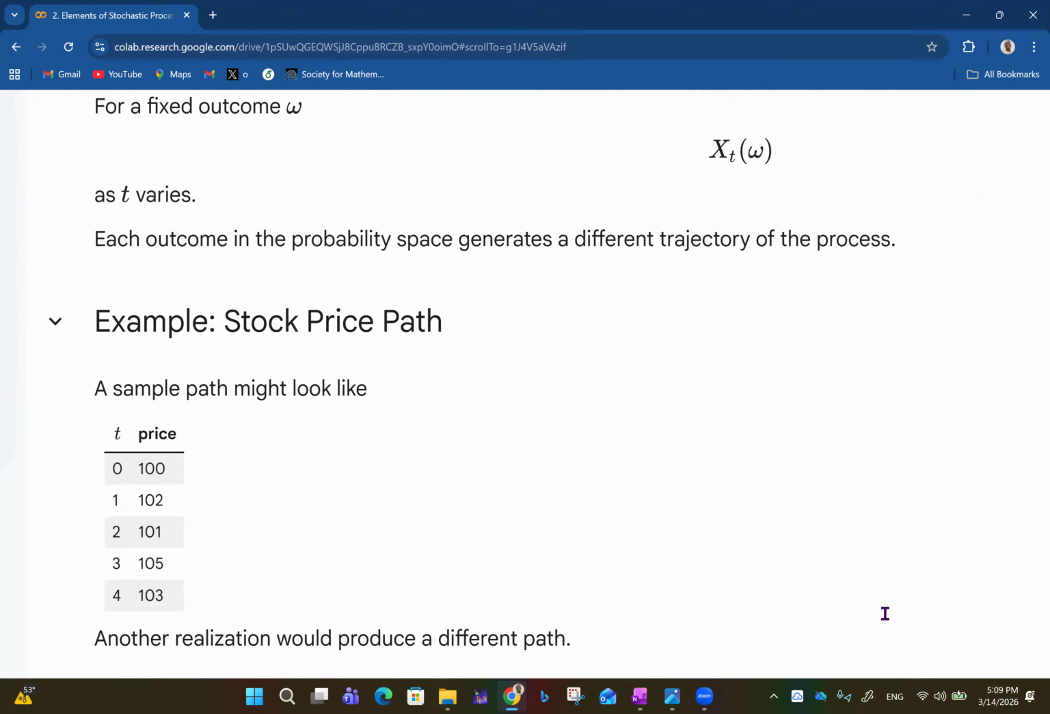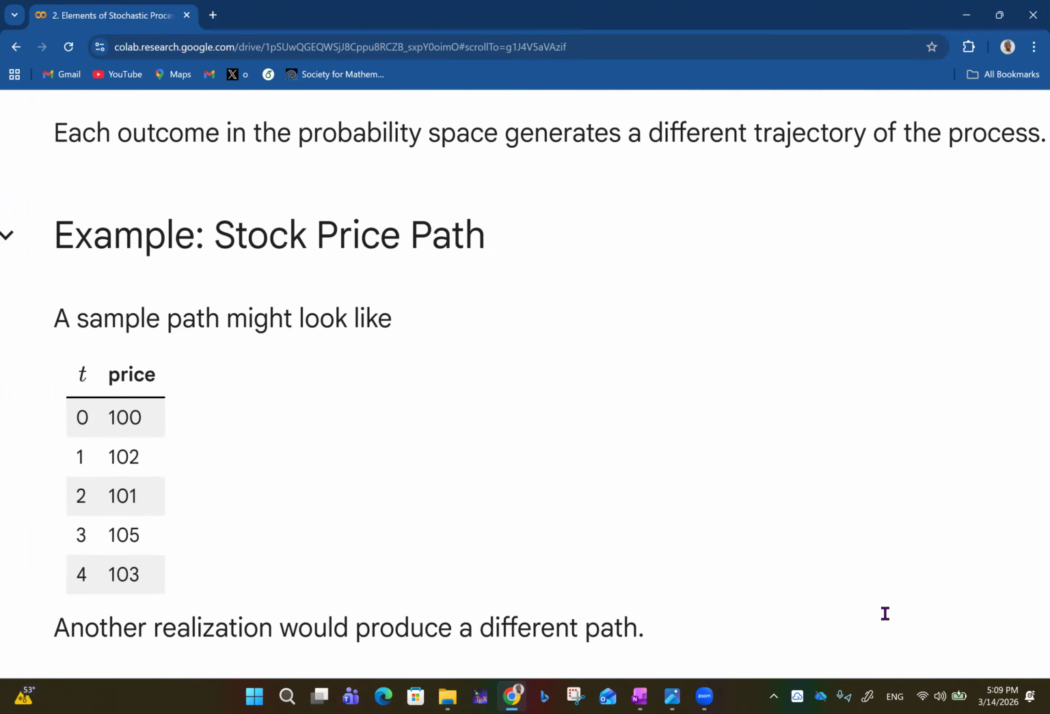So, an example of a stock price path now. Imagine the sample path might look like this. At the initial time, the price of the stock is 100. After one time step, you have 102. After another time step, you have 101. At 3, you have 105. At 4, you have 103. And it just keeps going like that. Another realization would produce a different path entirely.